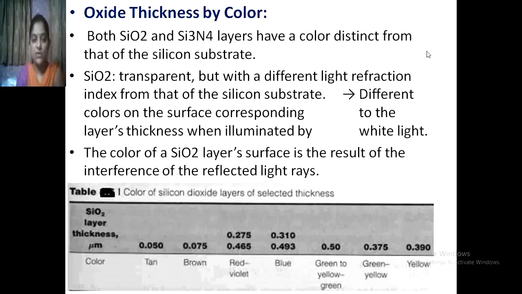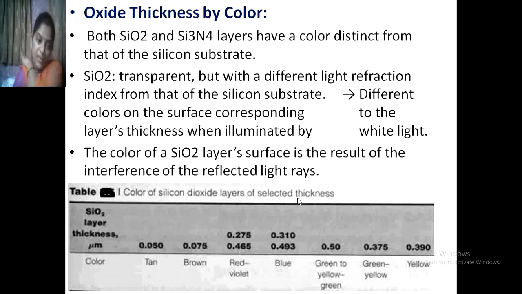The substrate colors on the surface correspond to the layer's thickness when illuminated by white light. The color of the SiO2 layer's surface is the result of the interference of the reflected light rays. That's why oxide thickness is important. Here a table is shown where the color of the silicon dioxide layer is given for selected thicknesses.